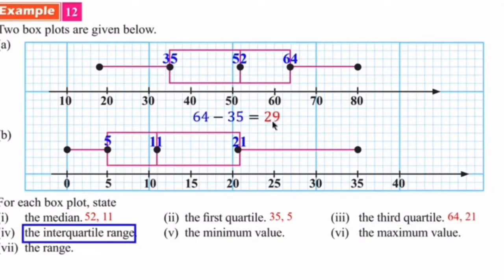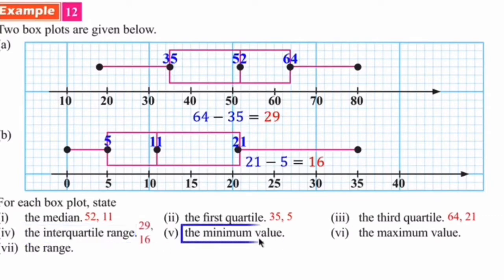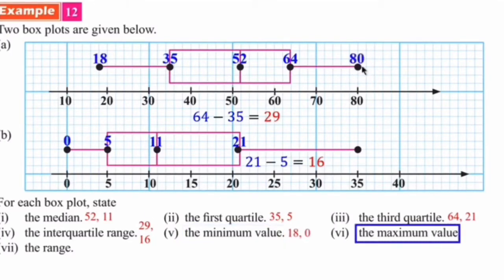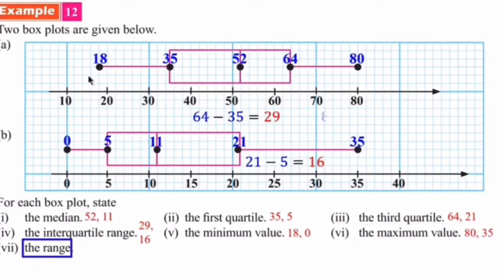Okay, for the interquartile range, you just take 64 minus 35. For the B1, 21 minus 5, which is equal to 16. And the minimum value is 18 and 0. And the maximum value is 80 and 35. For the range, so we will take the maximum minus minimum, 80 minus 18, 62. And for B, 35 minus 0 equal to 35.